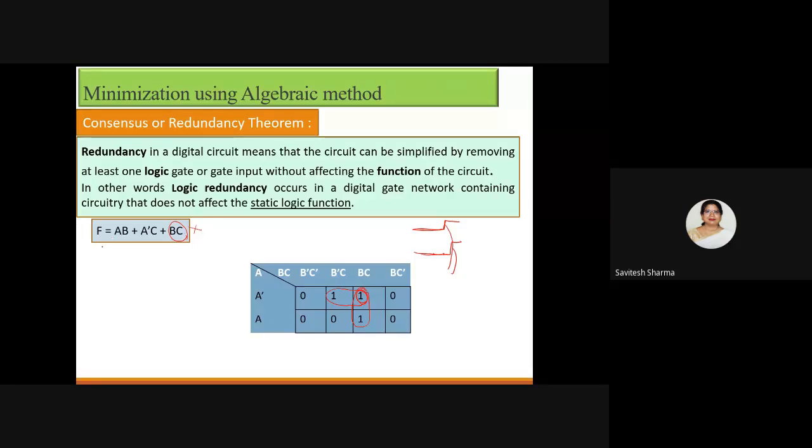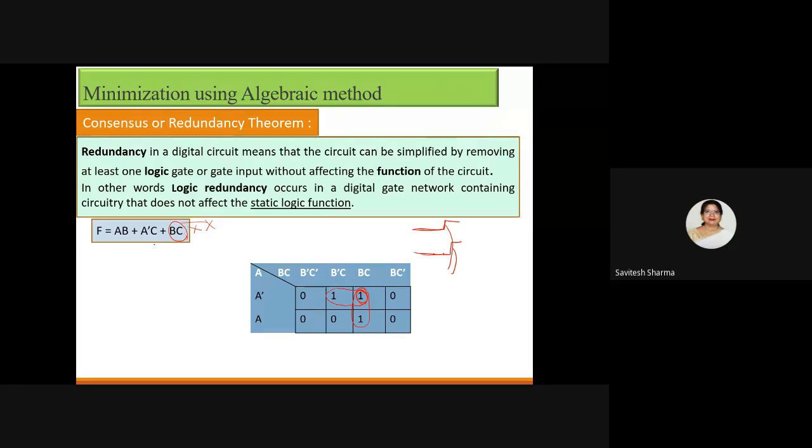So it will not affect the function. That redundant term seems useless, because if you implement it, you require 3 AND gates. If you remove this redundant term, you require only 2 AND gates. So if you are able to remove the redundant term, you can minimize the circuit.